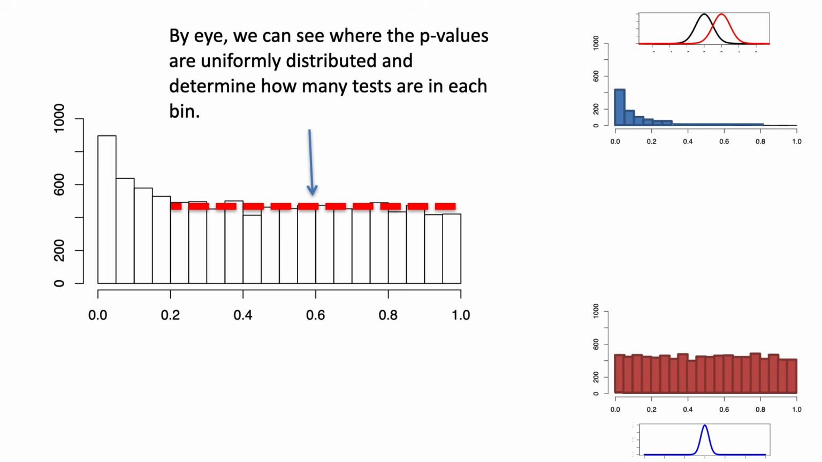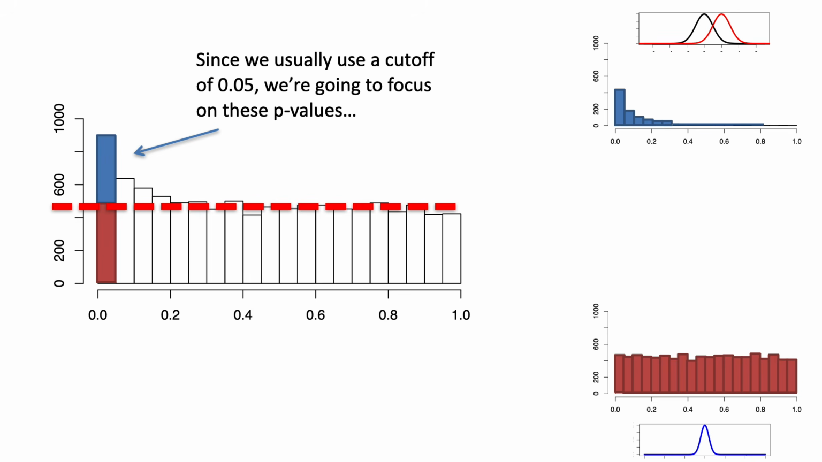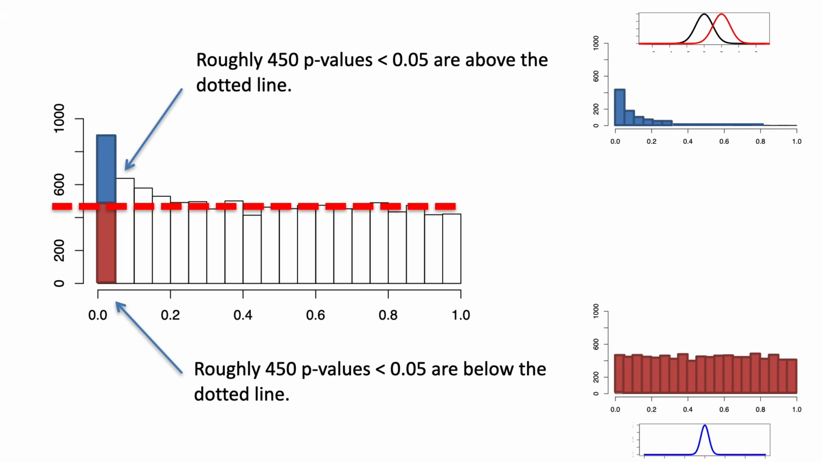Here, I've drawn a line indicating that about 450 p-values are in each bin in the uniformly distributed part of the histogram. We can extend this line and use it as a cutoff to identify the true positives. Since we usually use a cutoff of 0.05, we're going to focus on these p-values. Roughly 450 p-values less than 0.05 are above the dotted line, and roughly 450 p-values less than 0.05 are below the dotted line.